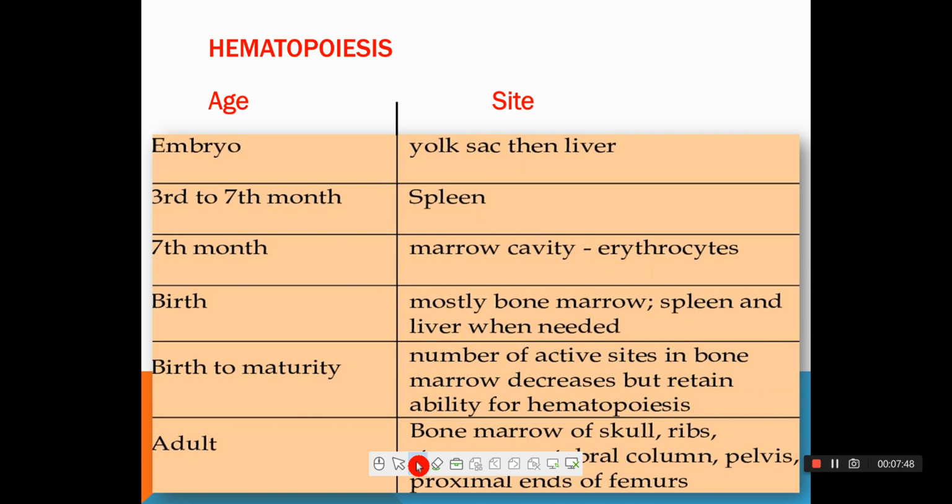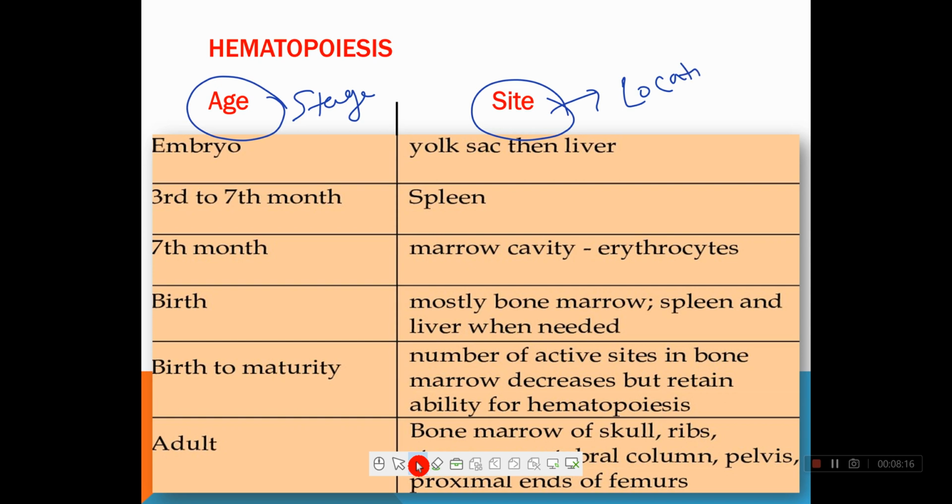Now, talking about the sites or locations at which hematopoiesis occurs at the different stages of life. In this tabular form, you can see it is divided into two columns. The first column is dedicated to the age or stage of human life, whereas the second column is dedicated to the site or location at which hematopoiesis occurs. So in this table, you will understand at which stage of life, at which site the blood cells are formed.